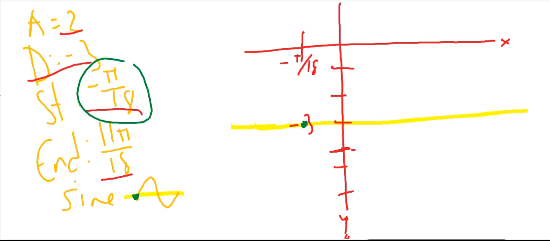And then it's going to end at 11pi/18. So that means I'm just going to put 11pi/18 here. Okay. And then we can go ahead and draw our next dot right there. And all I have to do now is really just sketch it out.